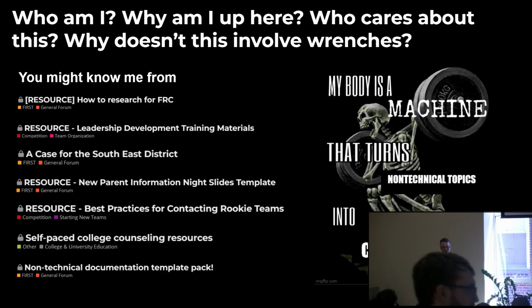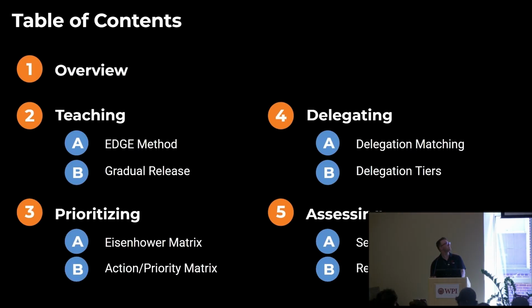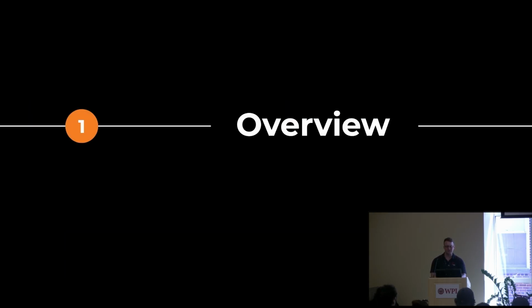So going into what we're going to have here today, we're going to look at 4 different core areas. In each of these, I've got 2 different sorts of frameworks that are going to help you teach your students or help your students teach each other. We're going to go through teaching, then we're going to go to prioritizing, delegating, and assessing. So let's start off with teaching.